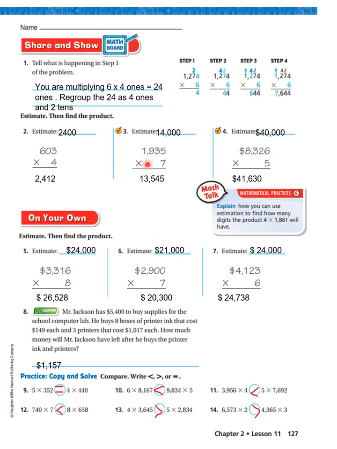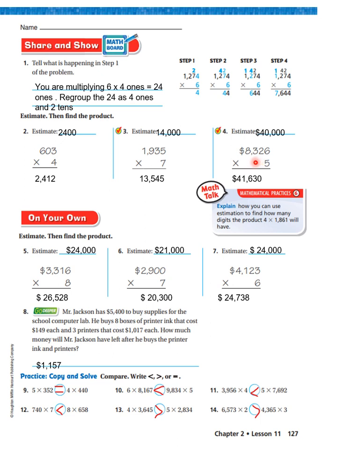Estimate. 1,935 is closer to 2,000 than it is 1,000. So 2,000 times 7 is 14,000. When I multiply this out, I get 13,545. Let's look at this.